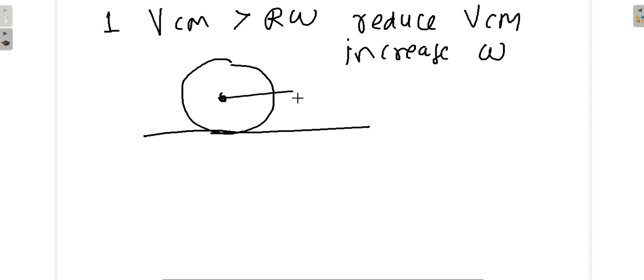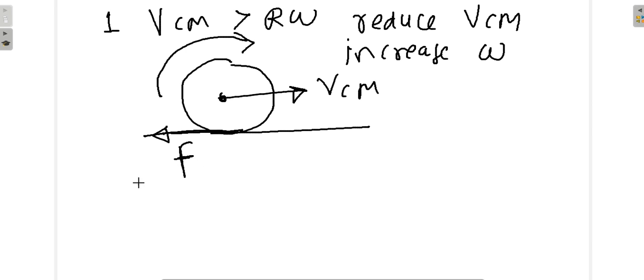This is the point, and this is the velocity of center of mass. Let us assume that the sphere is rolling in this direction. It is moving forward. Now I want to decrease the velocity of center of mass, so there must be an opposition, or the force must act opposite to the direction of motion. As the body is moving to the right, if you want to decrease the velocity, of course the force of friction will act in the opposite direction. So F will act in this direction.